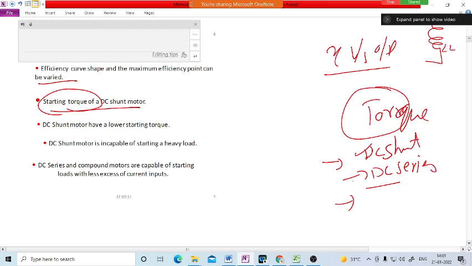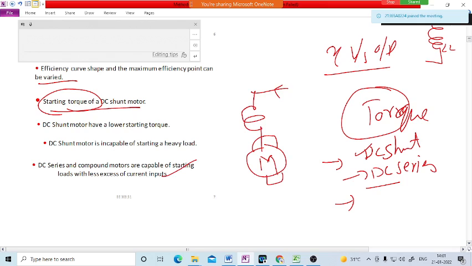Coming to the DC series motor, when load is applied suddenly, Ia is equal to Is, so maximum current flows. That means at starting there is excessive current flow, so the starting torque as well as the running torque is also very high. So that will vary the output and efficiency curves compared to the DC shunt motor.